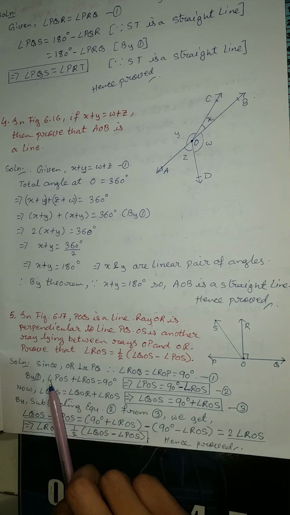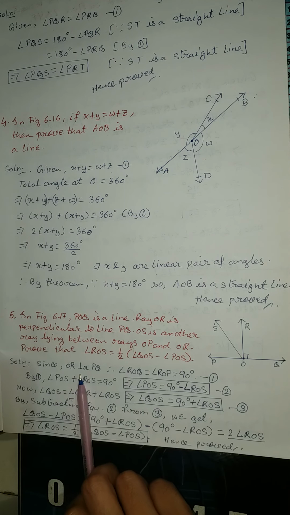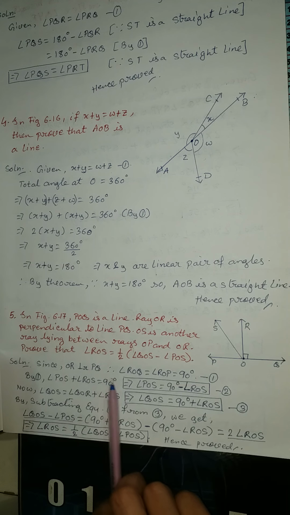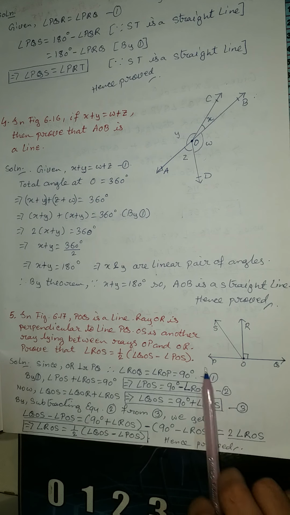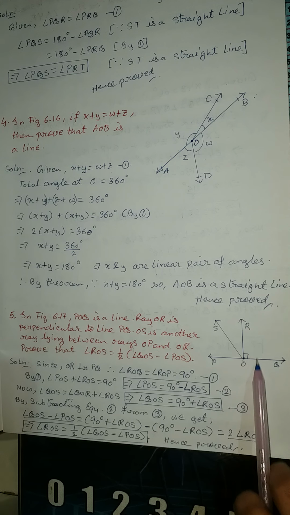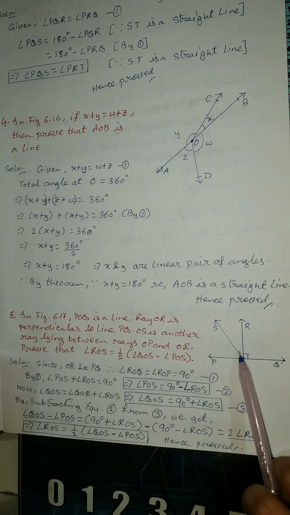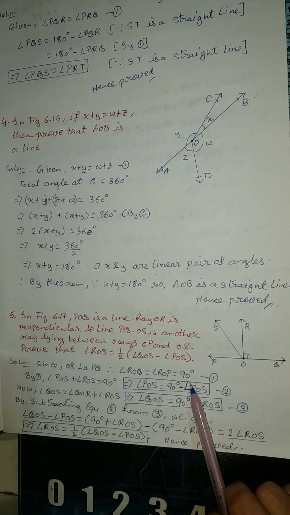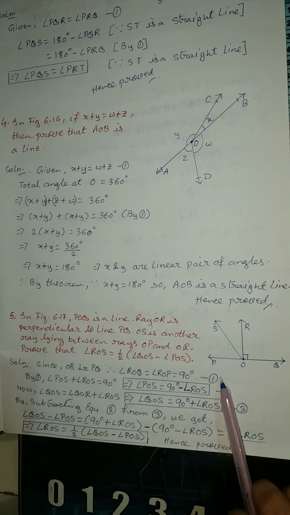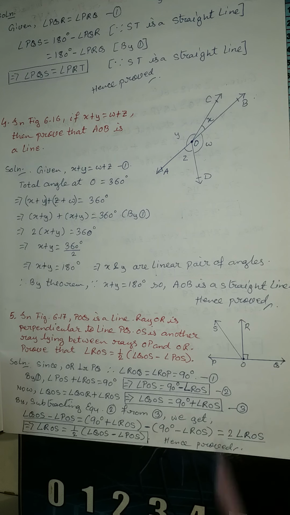POS is equal to something plus or minus ROS, this is how we want to find it. Okay, so let's write down whatever is given in the question. Since OR is perpendicular to PQ, we can write down ROQ is equal to ROP is equal to 90 degrees, right? Let us mark it as 1.